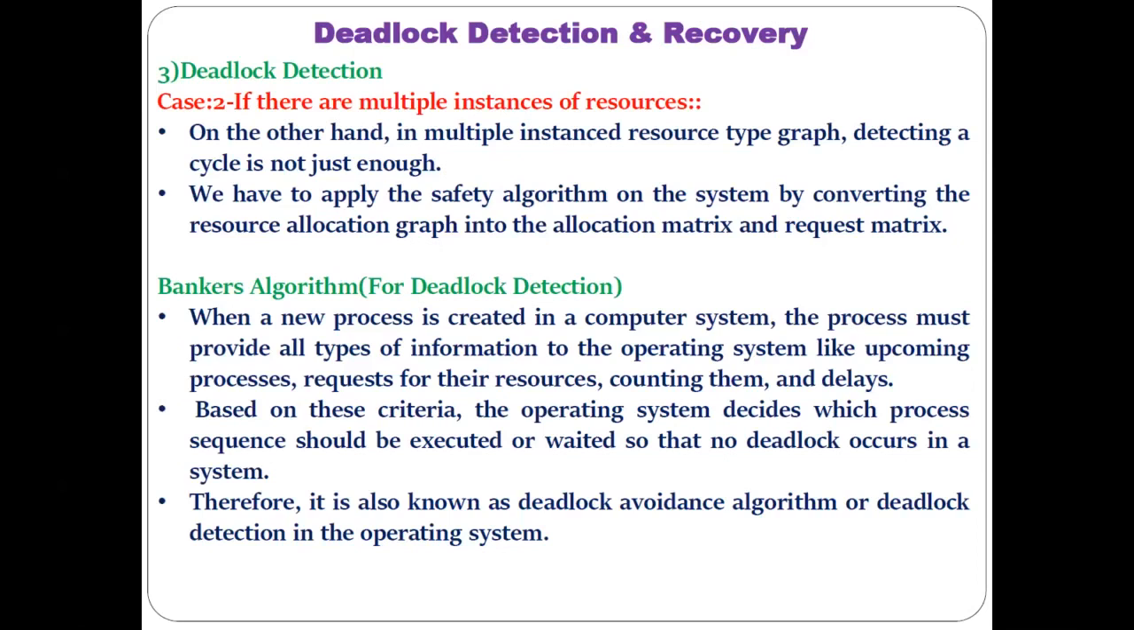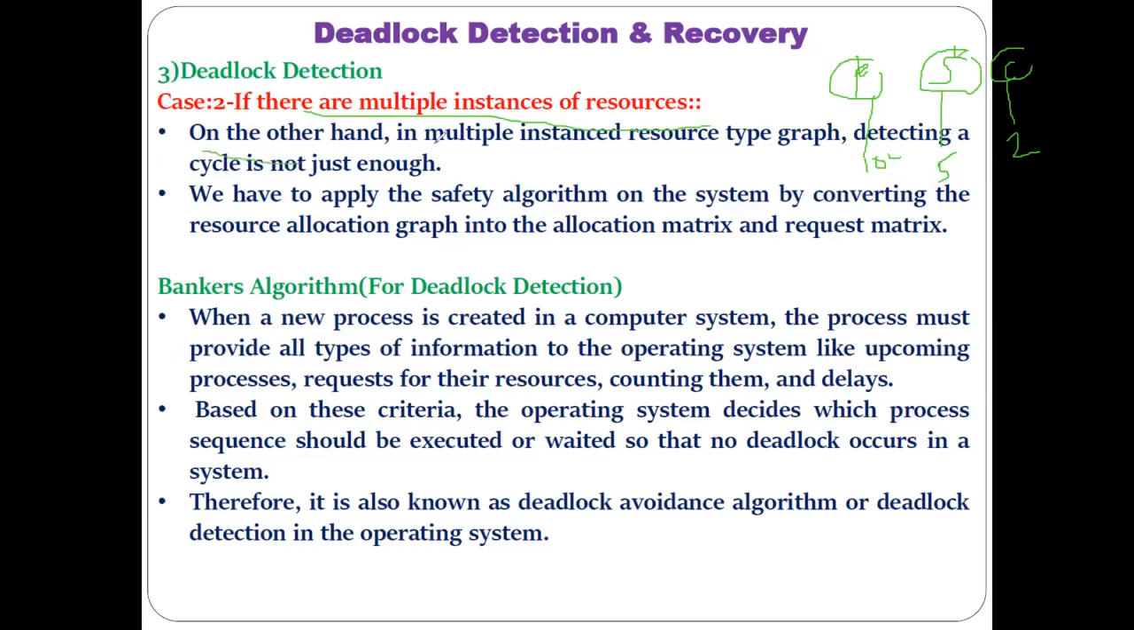Understood. Multiple instances of resource in the sense that, suppose one resource is a printer, another resource is a scanner, and another resource you can consider as a CPU. So there are 10 printers present, 5 scanners present, and 2 CPUs present. That is nothing but what is considered as multiple instances of resources. So for the printer, multiple instances are 10, for scanner 5, for CPU 2.